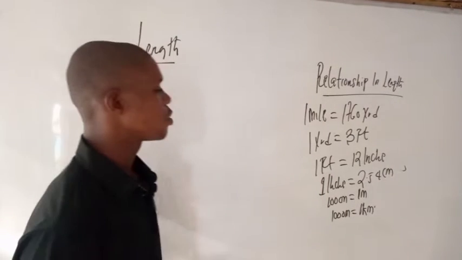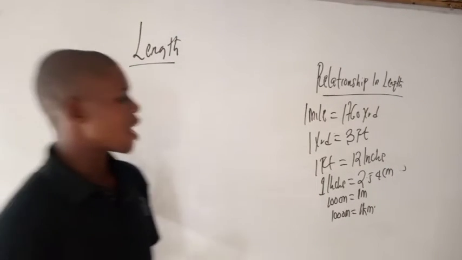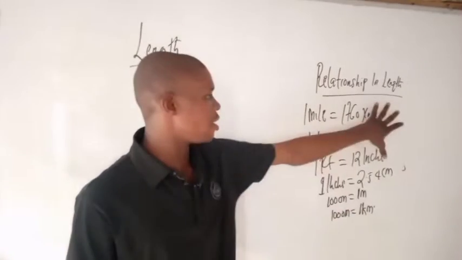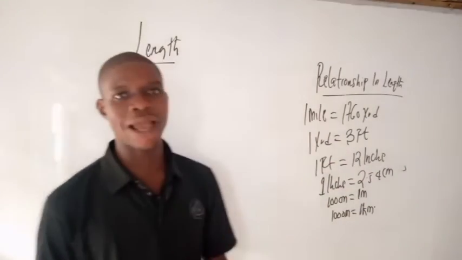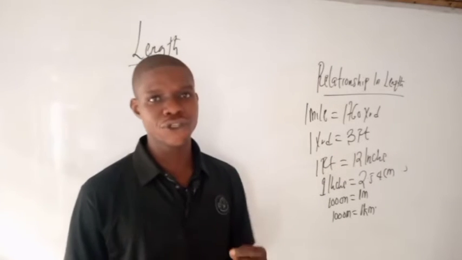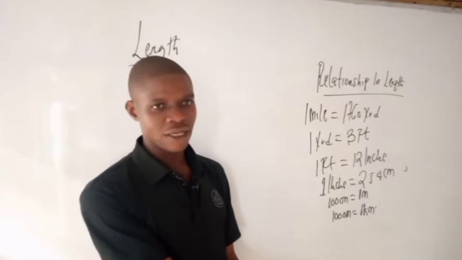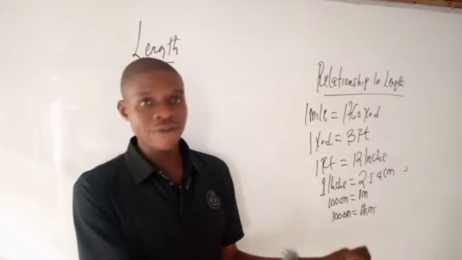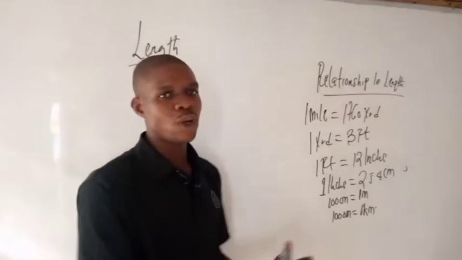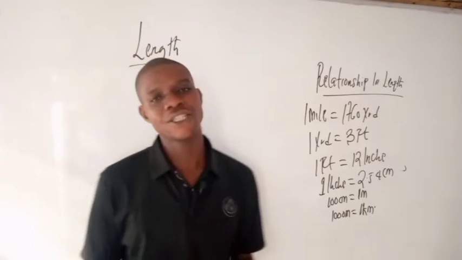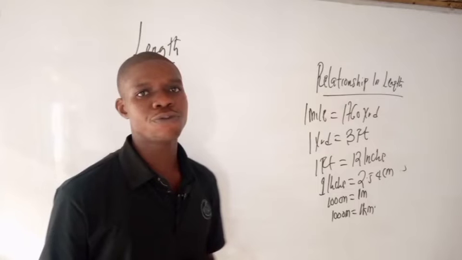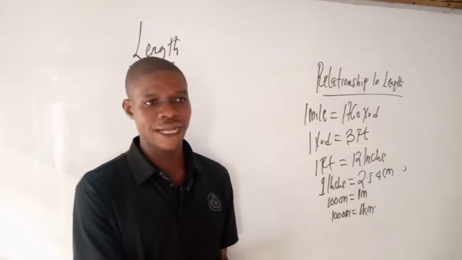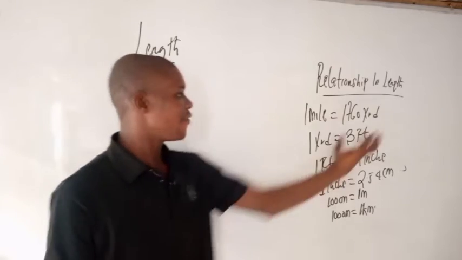So I want to take one question. As you keep on using this relationship, you get used to it. When a question is given to you, they can either give you a hint. The hint is the relation between the units you are converting from and converting to. But sometimes it will not be given to you. That is why you need to be used to these conversion factors.